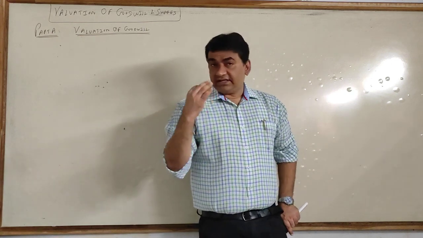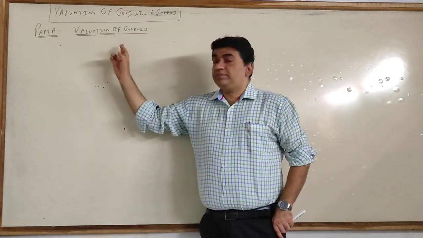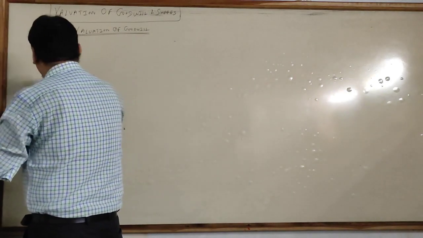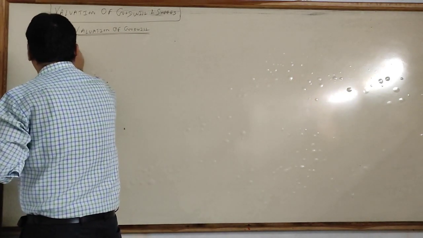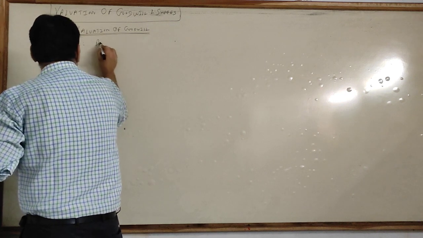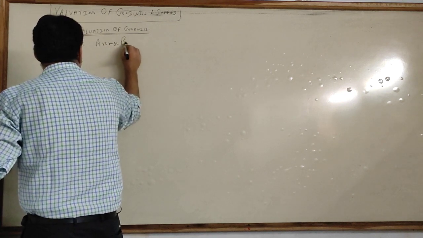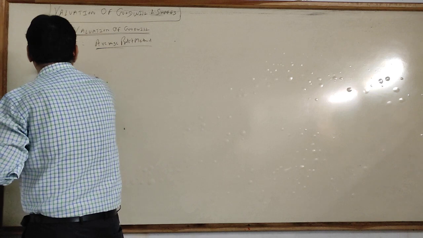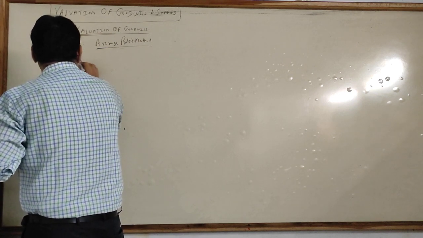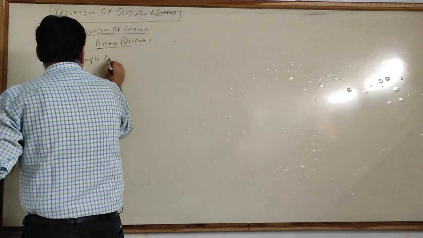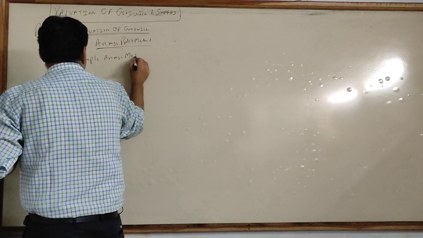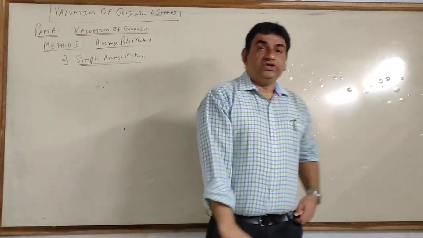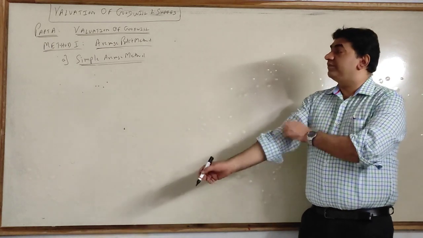Okay, now see, as I told you, first part, valuation of goodwill. In that, first we will take method number 1, that is the average profit method, and in that we will take the first part, that is the simple average method. The second one is weighted average. To do weighted average, first you should be thorough with the concept of simple average.